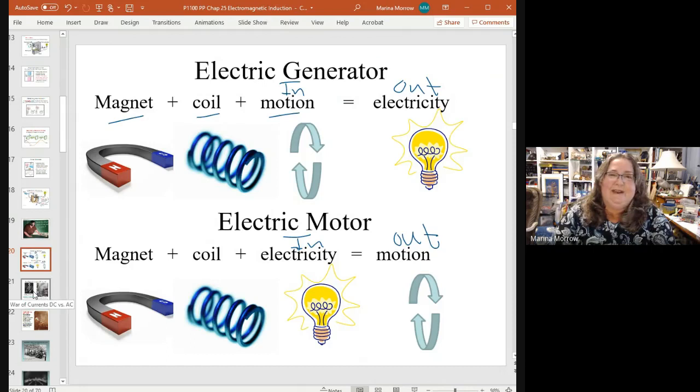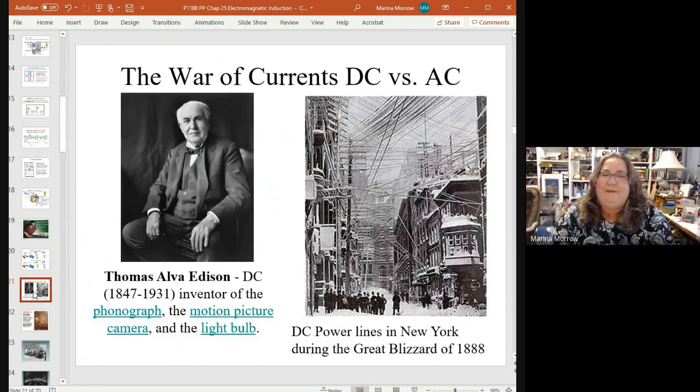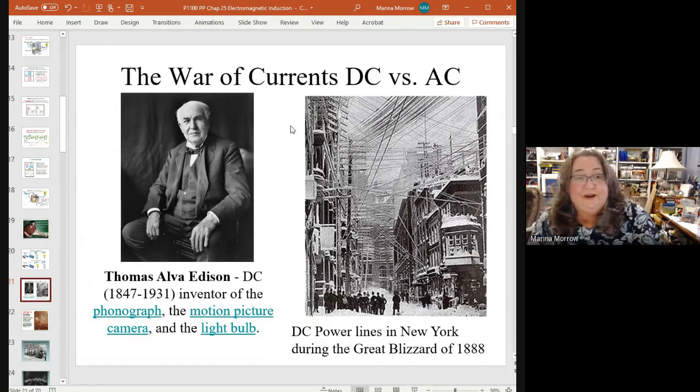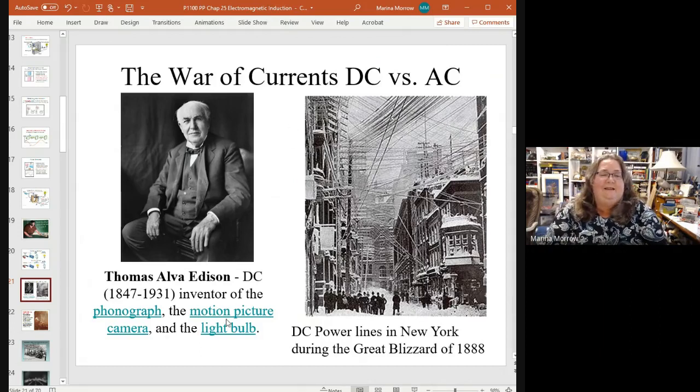Opposite inputs and outputs. Now, once upon a time, the United States was trying to decide in the late 1800s, early 1900s, which kind of electricity we would have. Would it be alternating current or direct current? And this was called the War of the Currents. Now, the guy who was DC, direct current, that was Thomas Alva Edison. You've probably heard of him, very famous. He is sort of the inventor of the phonograph. He didn't really invent the motion picture camera, but he bought the rights to them. He did produce the best light bulb, okay?